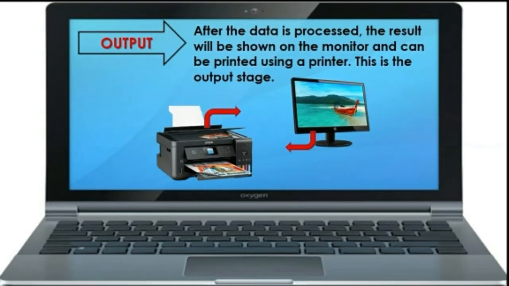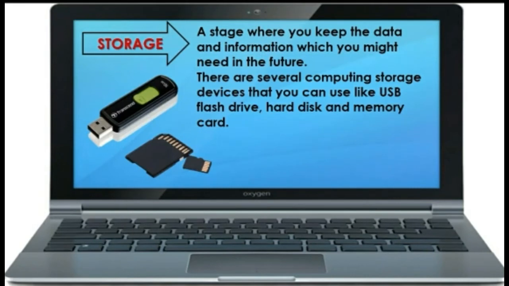Third, after the data is processed, the result will be shown on the monitor and can be printed using a printer. This is the output stage. Finally, this is the stage where you keep the data and information which you might need in the future, called storage. There are several computer storage devices that you can use, like USB flash drive, hard disk, and memory cards.